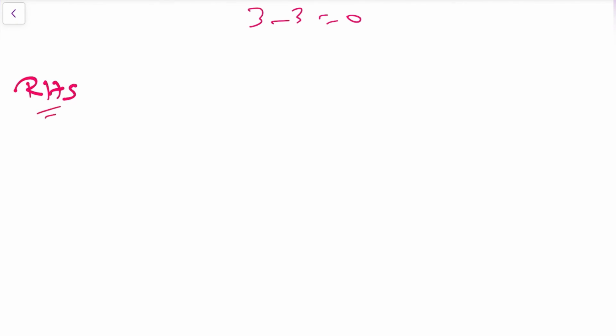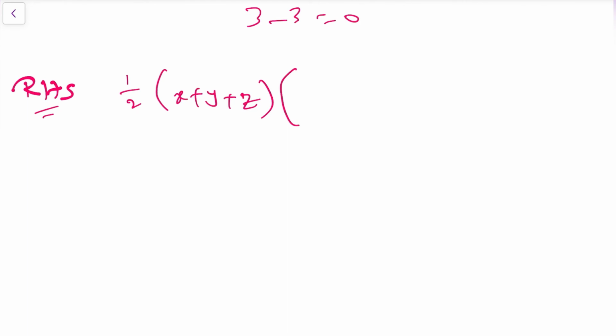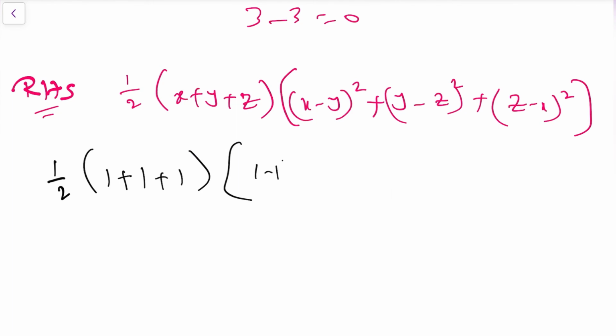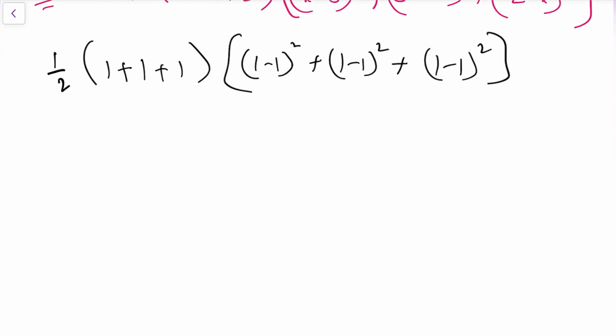The RHS we have is half of (x plus y plus z) into (x minus y) whole square plus (y minus z) whole square plus (z minus x) whole square. Let us substitute now. Half into x value 1 plus y value 1 plus z value 1, times (x minus y, 1 minus 1) whole square plus (y minus z, 1 minus 1) whole square plus (z minus x, 1 minus 1) whole square.